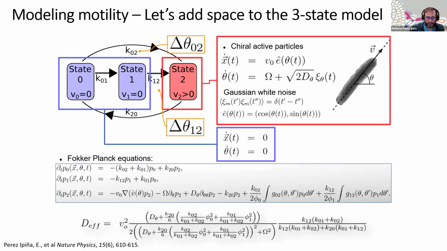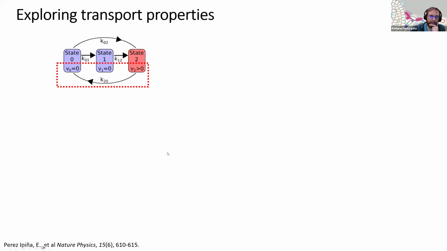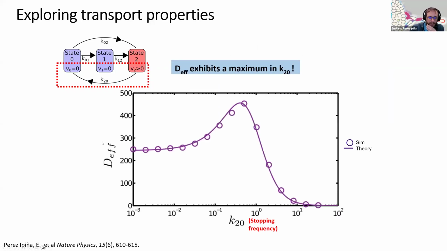So now we want to explore what this equation is telling us. For that, we are going to play around with some of the parameters of our model. We choose the k2 rate, that is basically the rate from being in state 2 to state 0. So this is basically the rate of stopping, or how frequently the bacteria stop. And then we can plot the diffusion coefficient as a function of this stopping frequency parameter. And what we observed, which was kind of surprising at that moment, is that this bacteria can increase diffusivity by increasing the frequency of stopping. So this is very unintuitive. This bacteria is going to increase diffusivity by stopping.